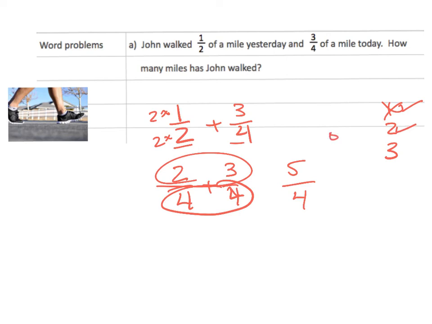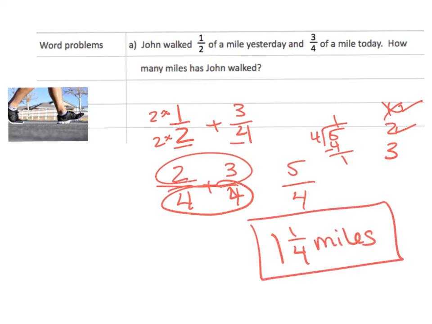Now we're going to simplify. 5 divided by 4, 1 goes in with 1 left over. So my answer is 1 1/4. Cannot simplify it anymore, but do have to label because it is a word problem. 1 1/4 miles. Let's do more word problem.